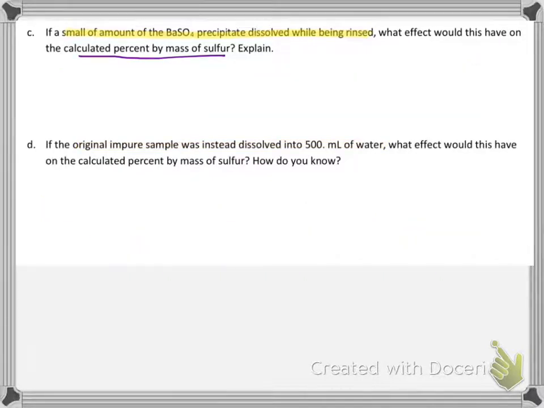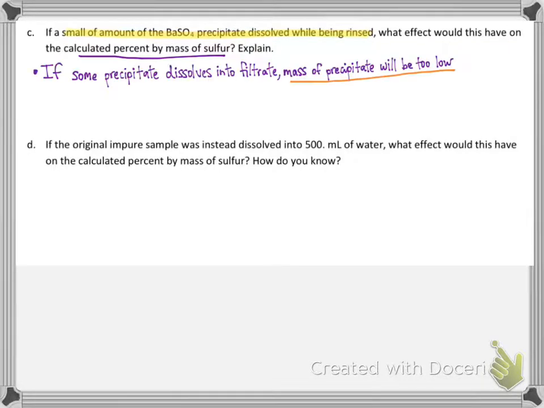Okay, in part C, the important part to realize is that if some of the precipitate dissolved into the filtrate, it's not going to be measured in the precipitate mass. And of course, if the measured mass of the precipitate is too low, or lower than it should be, the calculated percent by mass of sulfur will also be too low.